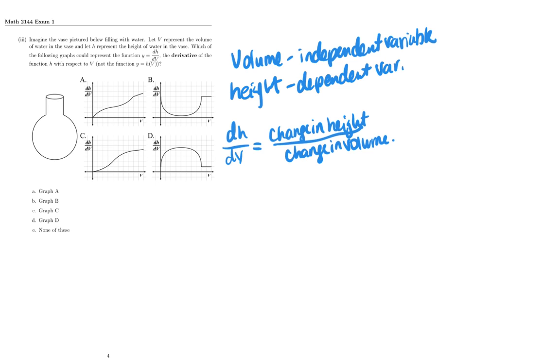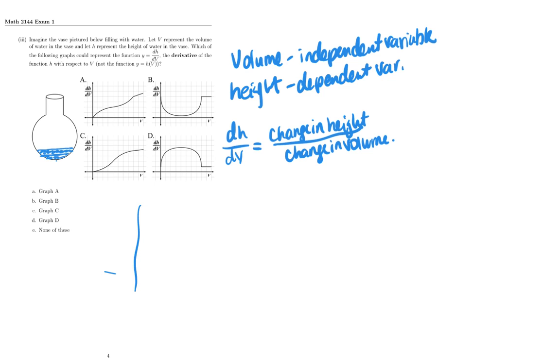So let's say I put in the first amount of volume. Since the bottom is skinny, the first amount of volume that I put in is going to change the height quite a bit. And then the next fixed amount of volume that I put in is still going to be a positive change in height, but it won't be as much of a positive change in height. In other words, it'll be closer to 0.